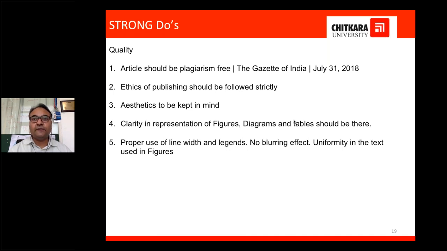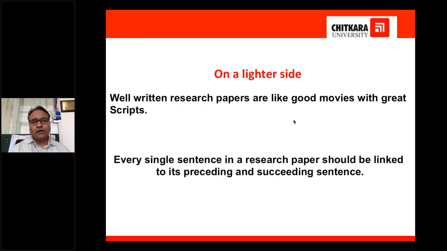Aesthetics to be kept in mind. When you communicate an article, please make sure that when it goes to the reviewer, it looks at least nice. It should not be that different kinds of fonts are used over there. It should look nice, with proper use of line width and legend sector. Those are all related to the appearance of the article, so that when the reviewer lays his hands on the article, it appears to be nice and the reviewer finds it interesting to read. Okay, so on a lighter side, I always say well-written research papers are like good movie scripts.